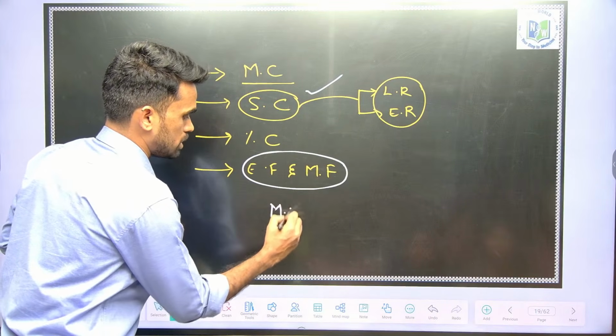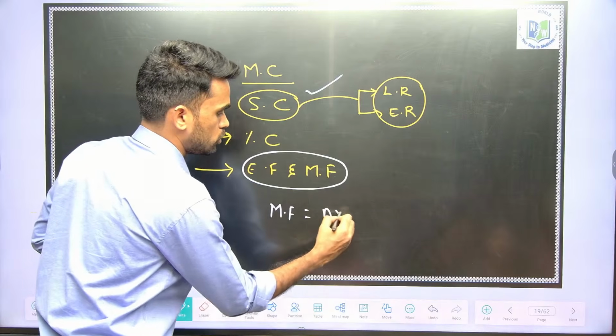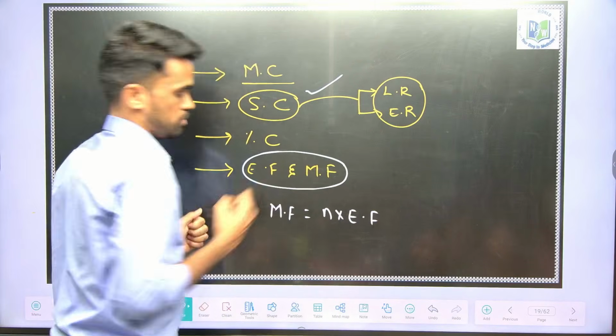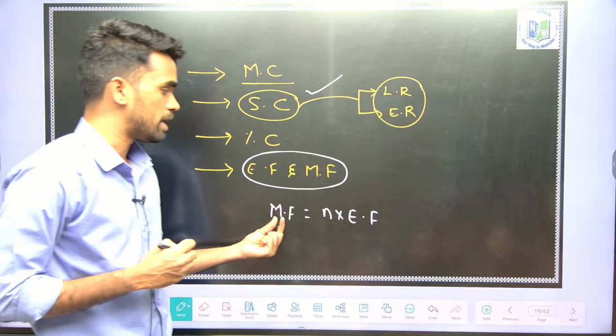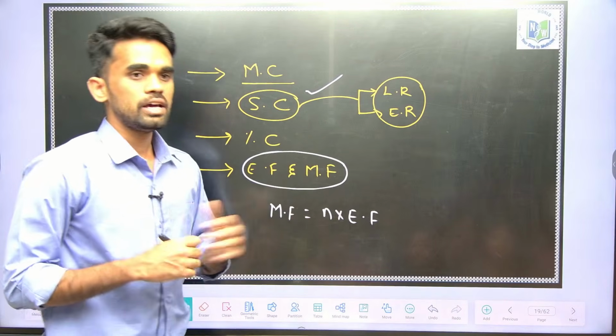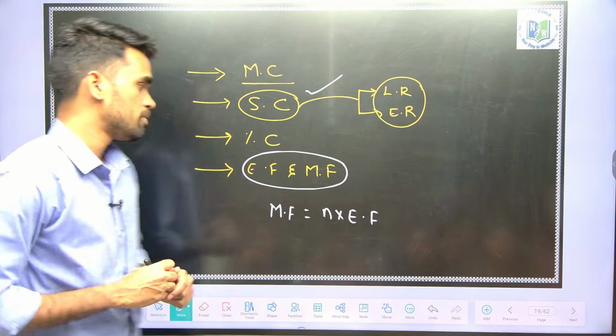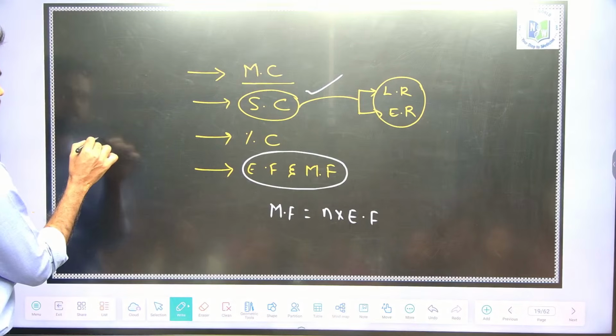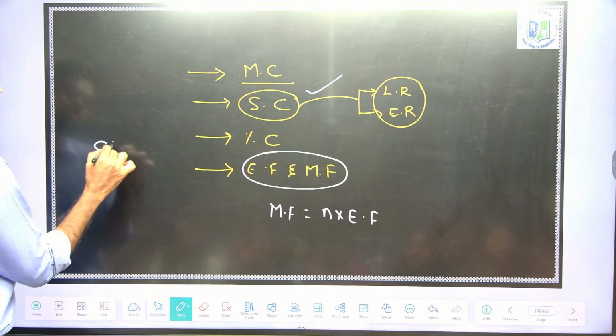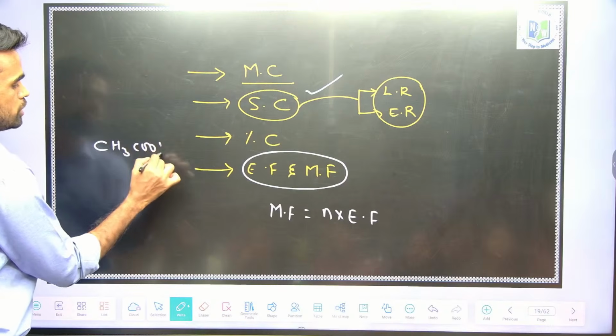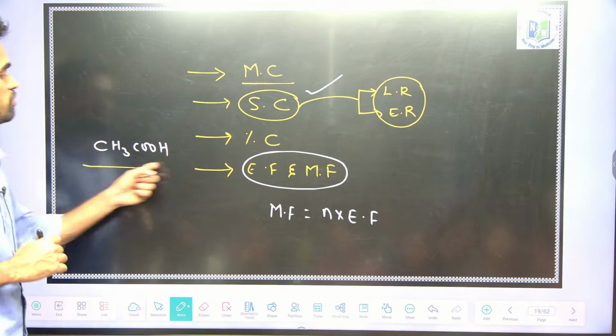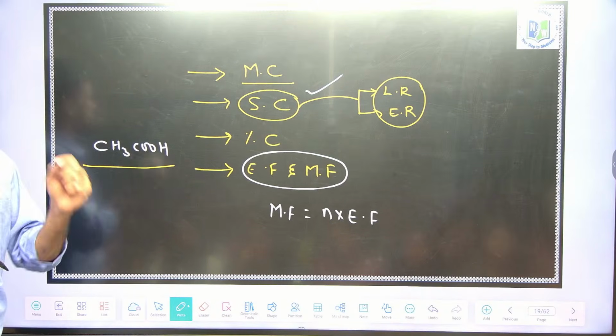Molecular formula equals N into empirical formula. So what I am saying, molecular formula equals N into empirical formula. For example, I am saying CH3COOH. Now if this is the molecular formula, what is its empirical formula?